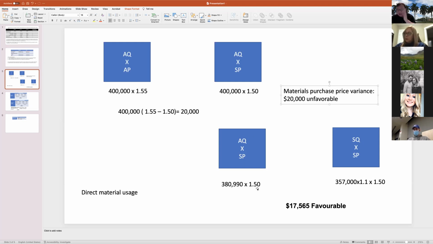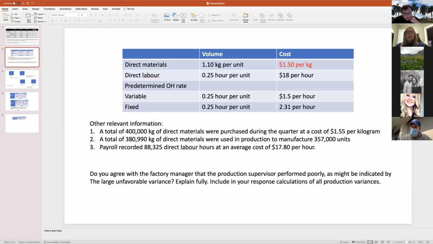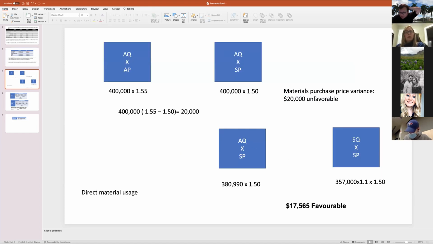You know the standard rate is $1.50. Now you want to know the actual quantity of direct materials used. That is 380,990 kilograms of direct materials used. So the actual quantity used, 380,990, times the standard rate of 1.5.